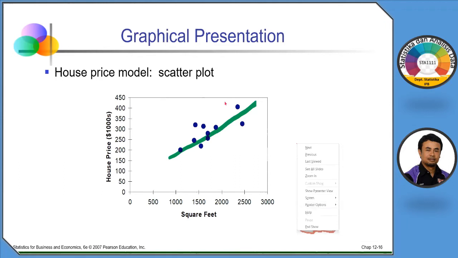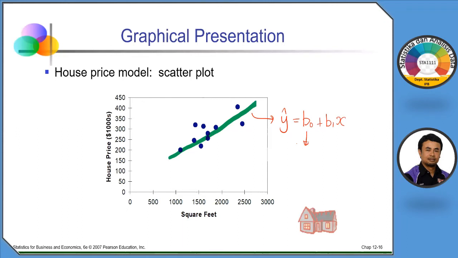The equation of this line is what we found: Y hat, which is the estimated value of house price, is equal to a constant, or sometimes we call it the intercept as well, plus the slope, let's say B1, times the size of the house. Later we need to know how to calculate B0 and how to calculate B1. That is what we are going to do.